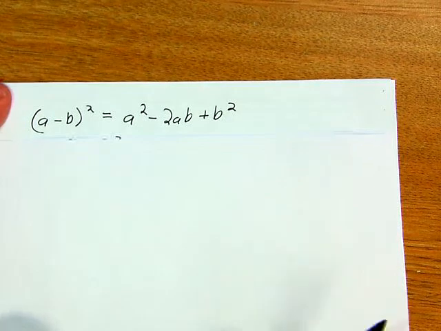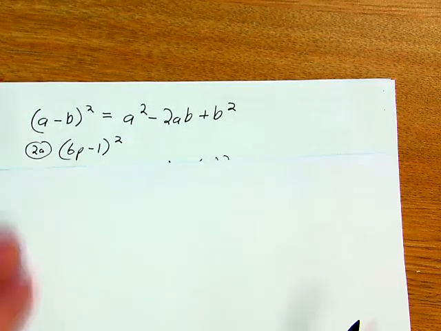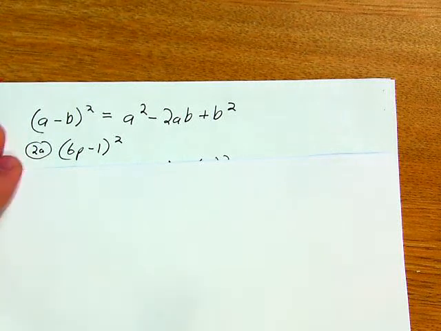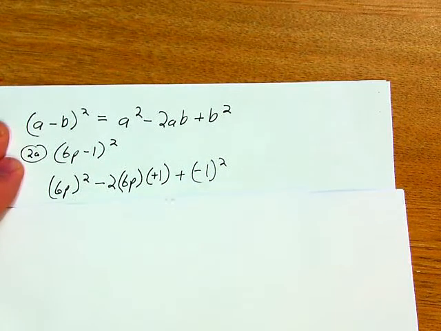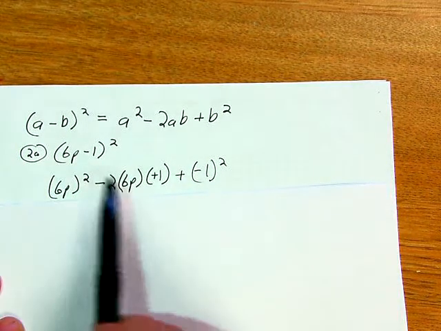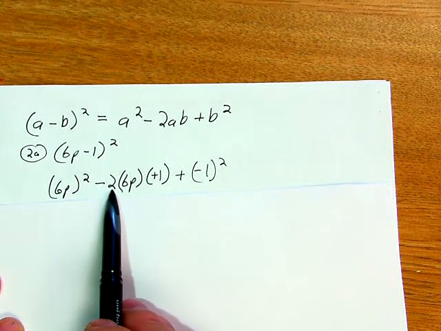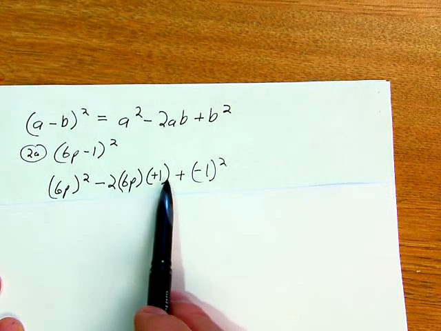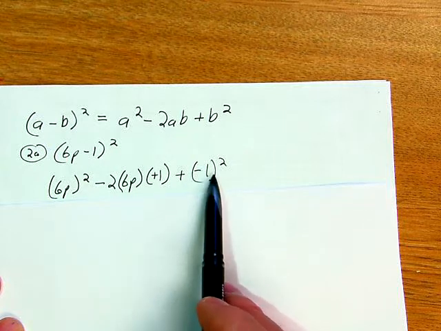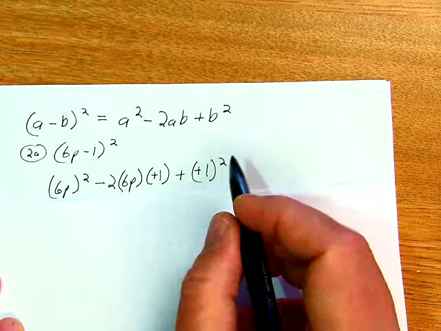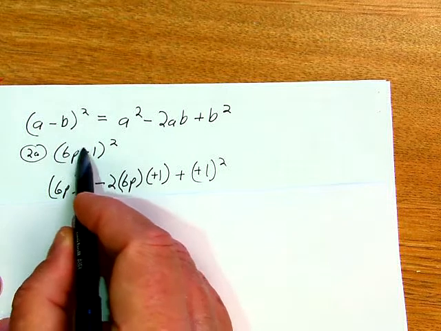Let's look at that. First one here we have is 6p minus 1 squared. What do we do? We take the first part, 6p, square it. Take both a and b, 1 and 6p, and multiply it times 2. So those 3 all together, and then you square the number at the end. And I should point out that you don't carry this sign through.